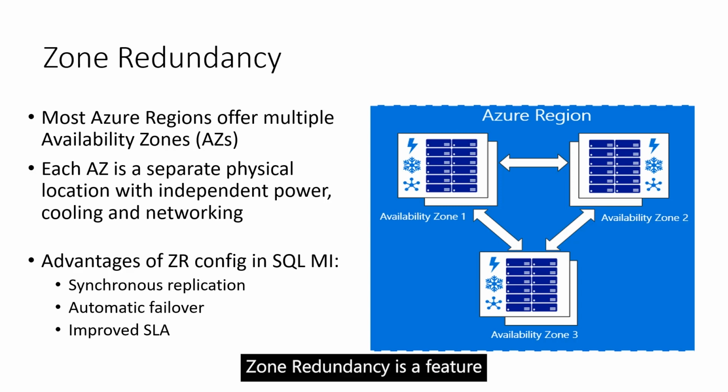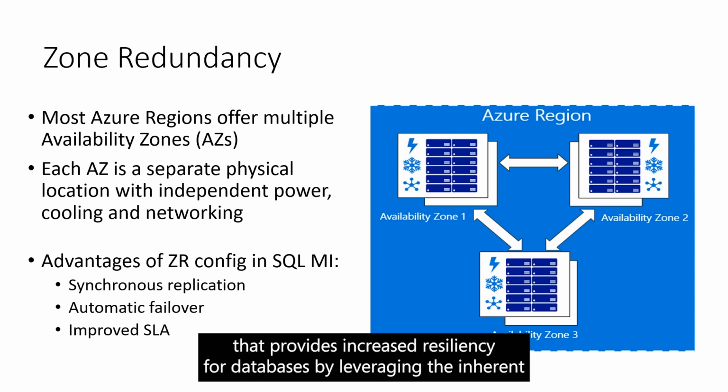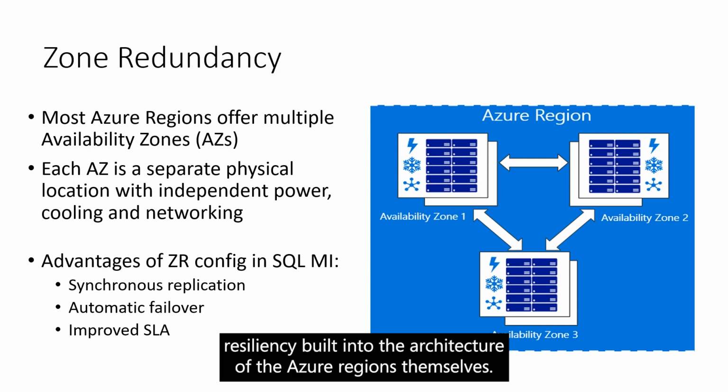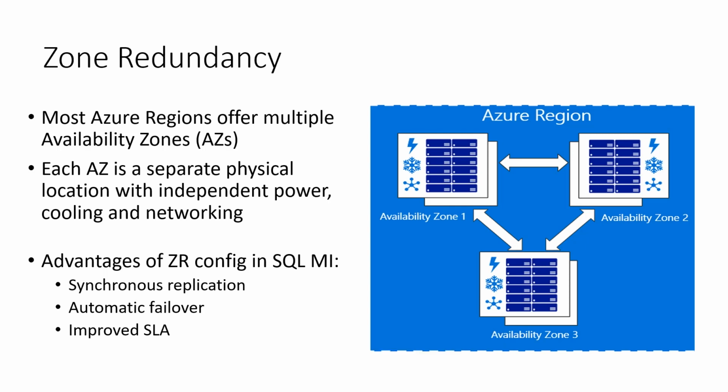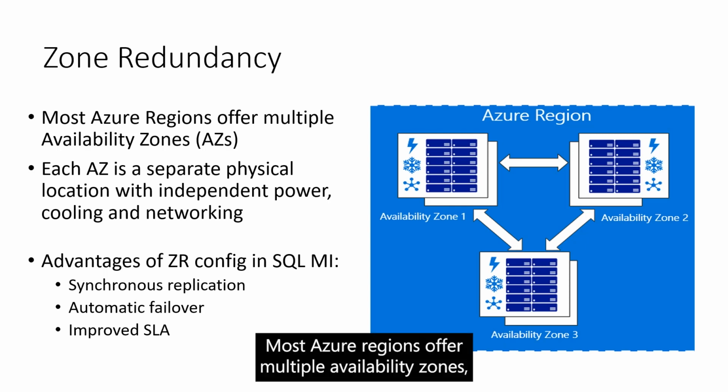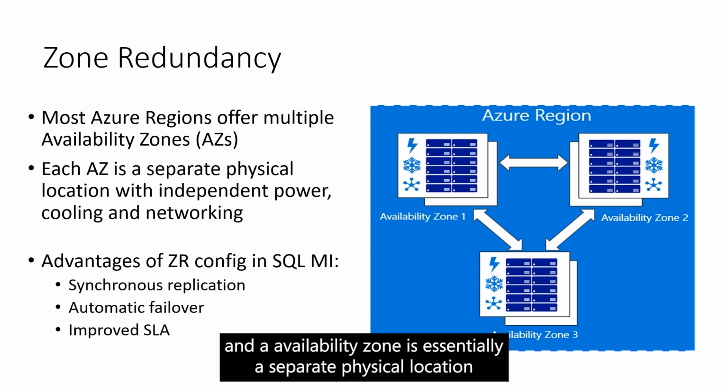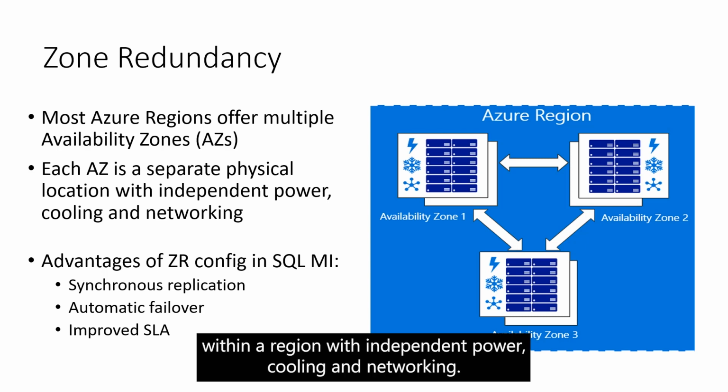Zone redundancy is a feature that provides increased resiliency for databases by leveraging the inherent resiliency built into the architecture of the Azure regions themselves. Most Azure regions offer multiple availability zones, and an availability zone is essentially a separate physical location within a region with independent power, cooling, and networking.